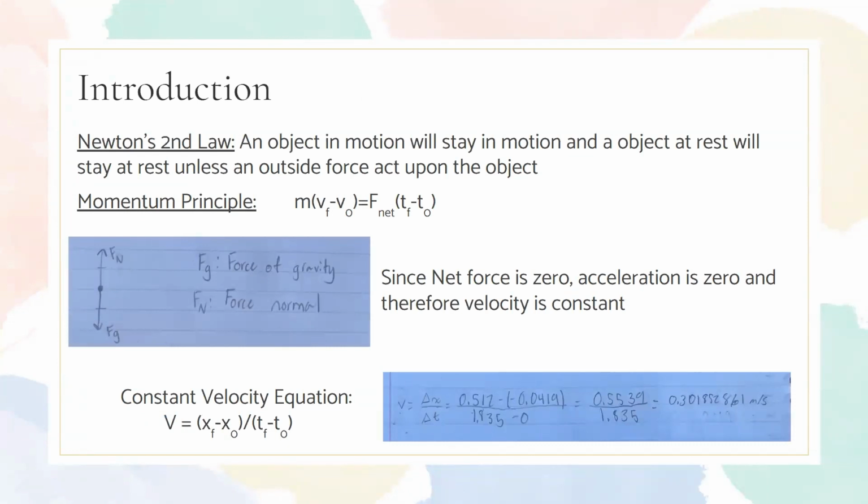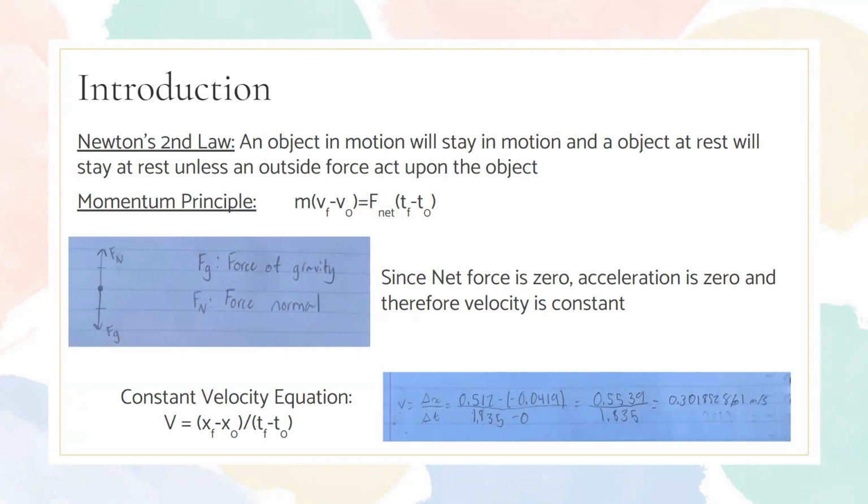So, to introduce the physics principle, the main one that we used in this lab was Newton's second law. An object in motion will stay in motion, and an object at rest will stay at rest until an outside force acts upon it. This is also known as the momentum principle, which is mass times change of velocity equals F net change in time.